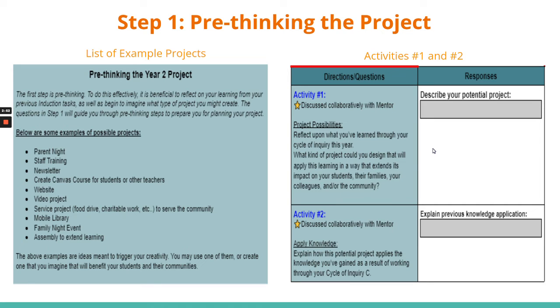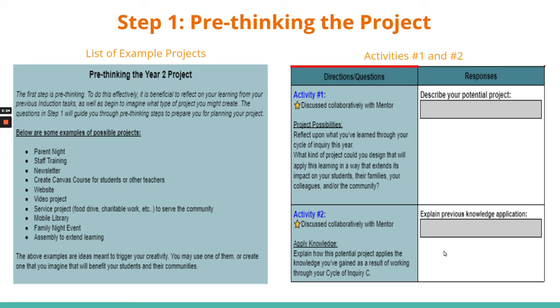Activities 1 and 2 of your pre-thinking. In activity 1, you are going to describe your project. So for example, if you are wanting to design a virtual parent night for the parents of your students, you would give it a title and then you would provide a brief description of what you would intend to achieve during that parent night.